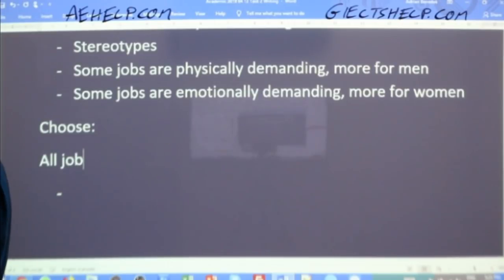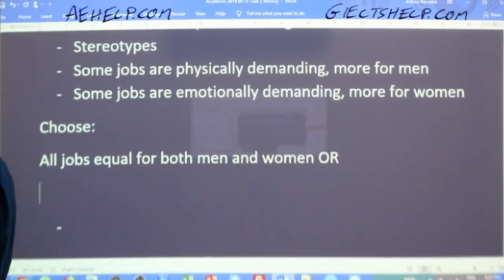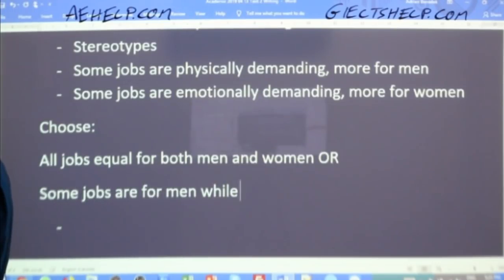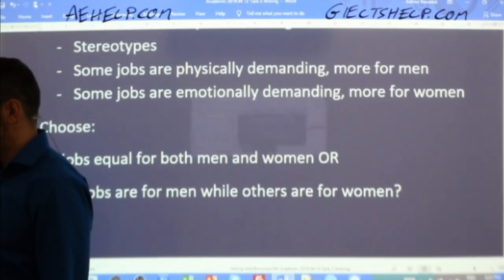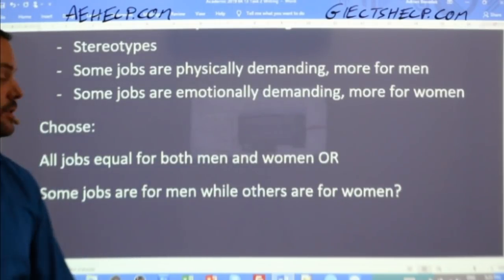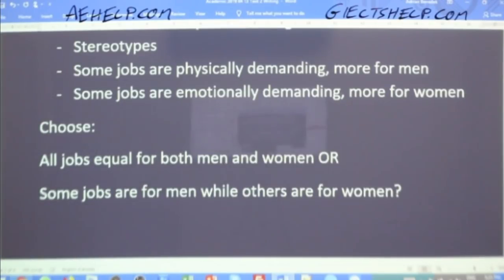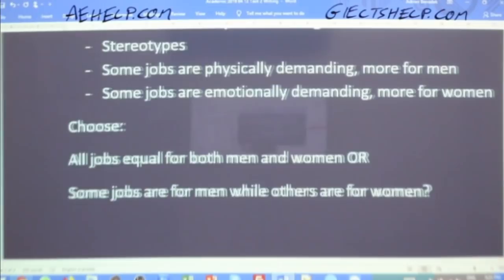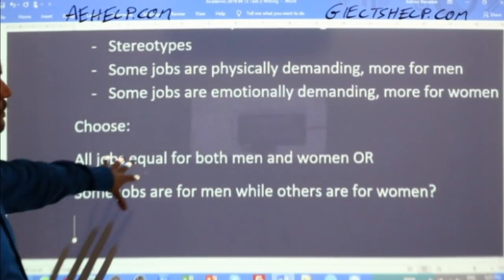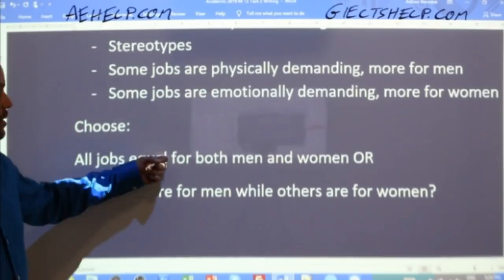All jobs equal for both men and women, or some jobs are for men while others are for women. What do you think? What should you choose? The first one, all jobs are equal for both men and women, or some jobs are for men while others are more for women. What do you think you should choose? First one or the second one? This one or this one?